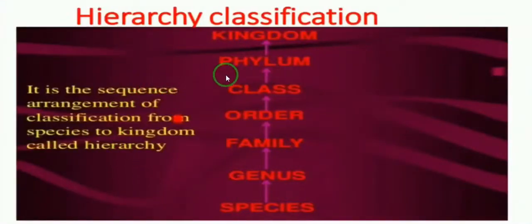The next one is hierarchy classification. It is a sequence arrangement of classification from species to kingdom, called hierarchy. On the basis of hierarchy of classification, the organisms are separated into smaller and smaller groups which form the basic unit of classification. The categories are kingdom, phylum, class, order, family, genus and species. One by one we have to learn.